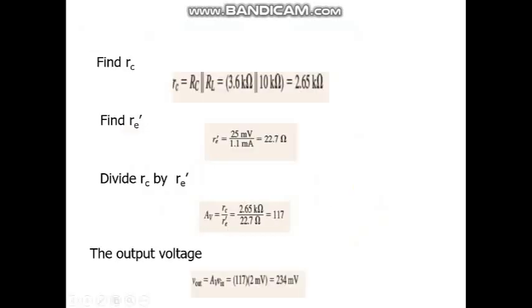Let's find out: RC is nothing but capital RC parallel capital RL, so that we can calculate, that is 2.65 kilo ohm. RE dash, you know, is 25 millivolt upon IE. This we know, so 22.7. How are we getting this equation? We have already studied this in chapter 9. Divide RC by RE dash, you get your AV, that is your voltage gain, which is 117, and the output voltage is nothing but AV into V, that will be 234 millivolt.